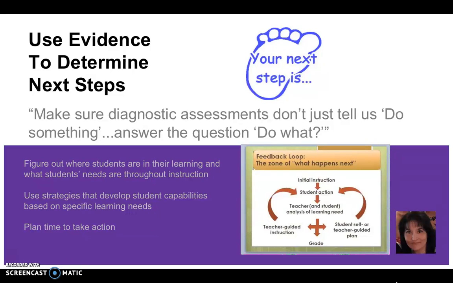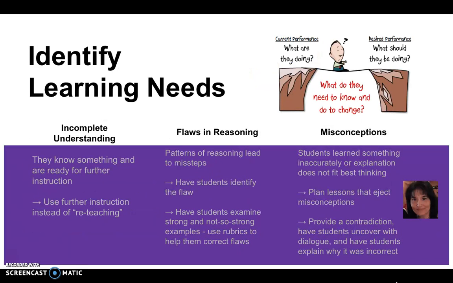Use a feedback loop. Use strategies that develop student capabilities based on specific learning needs, and plan time to take action. Identify learning needs. There are different ones: incomplete understanding, flaws in reasoning, or misconceptions. What are they doing? What should they be doing? What do they need to know? And how could they change what they don't know?